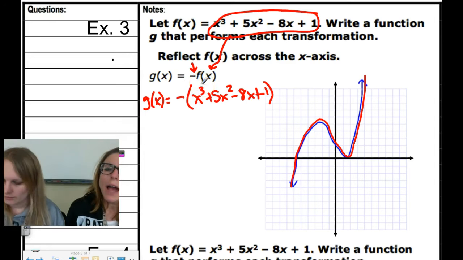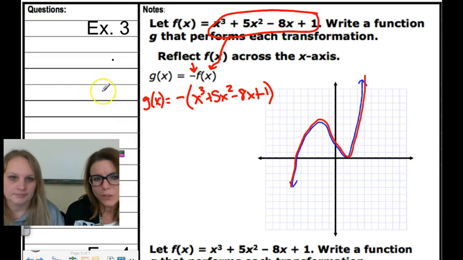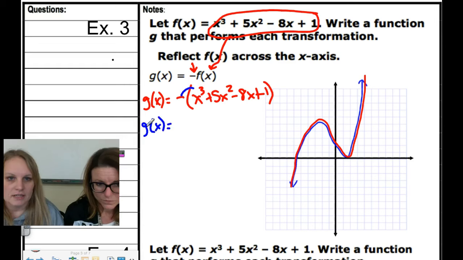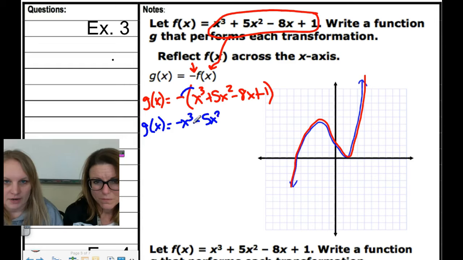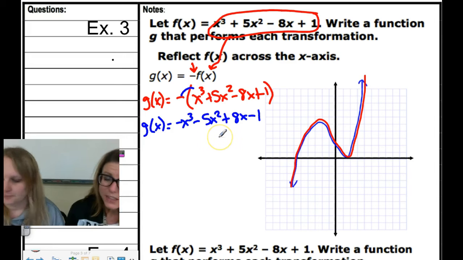Now, I do want them to distribute the negative inside. I do want to do that extra little step. So we will get g of x equals negative x cubed minus 5x squared plus 8x minus 1. And that's exactly right. That is the new function.